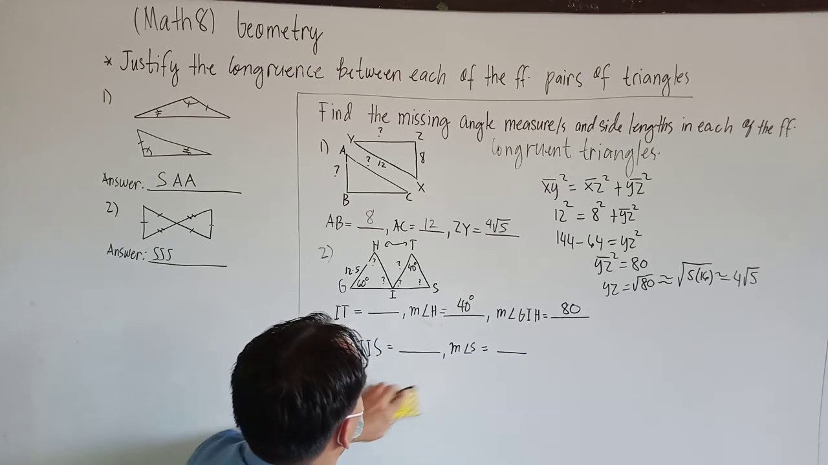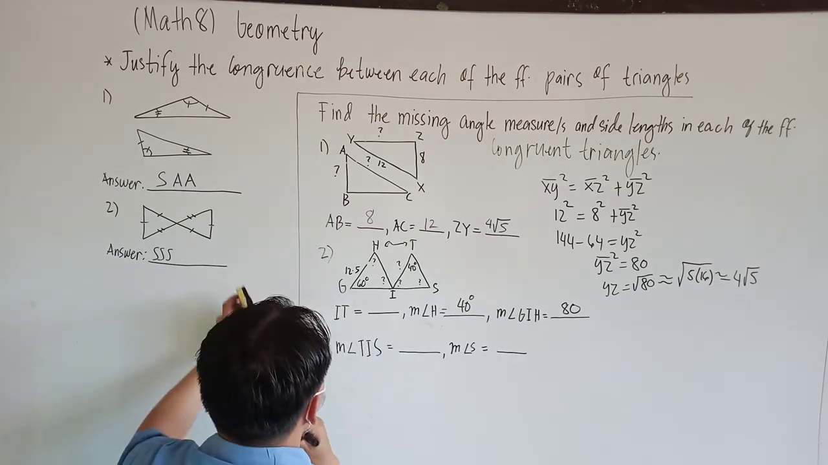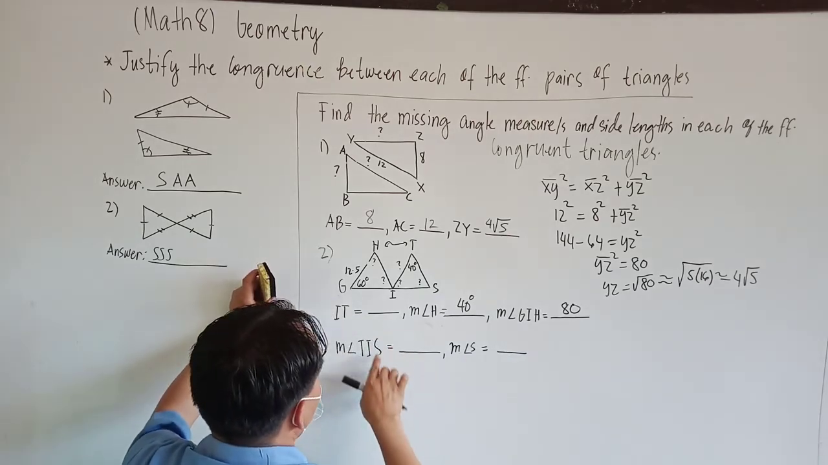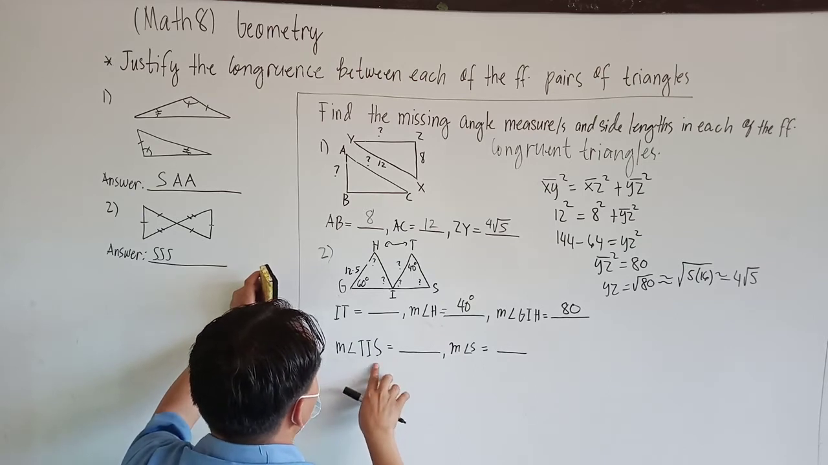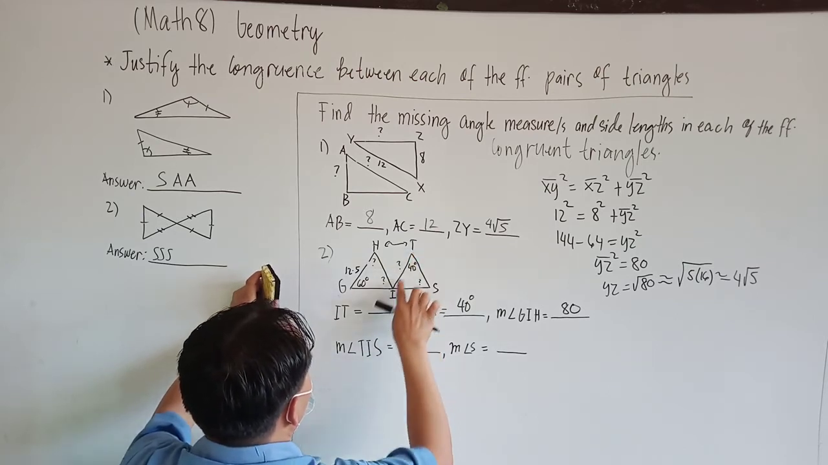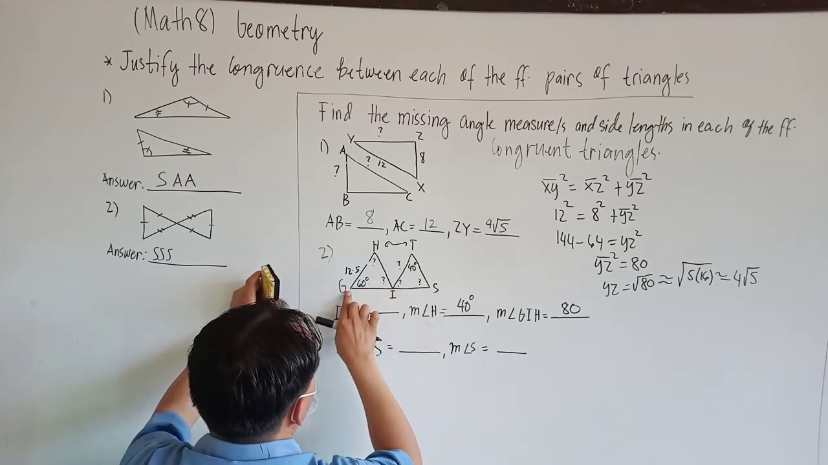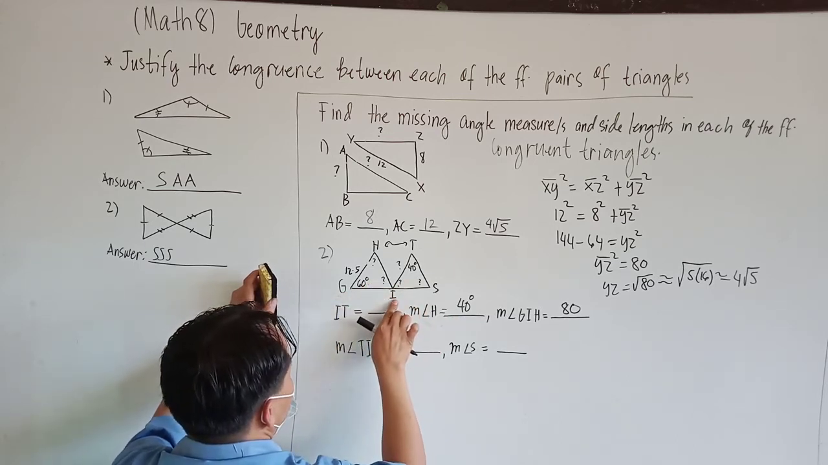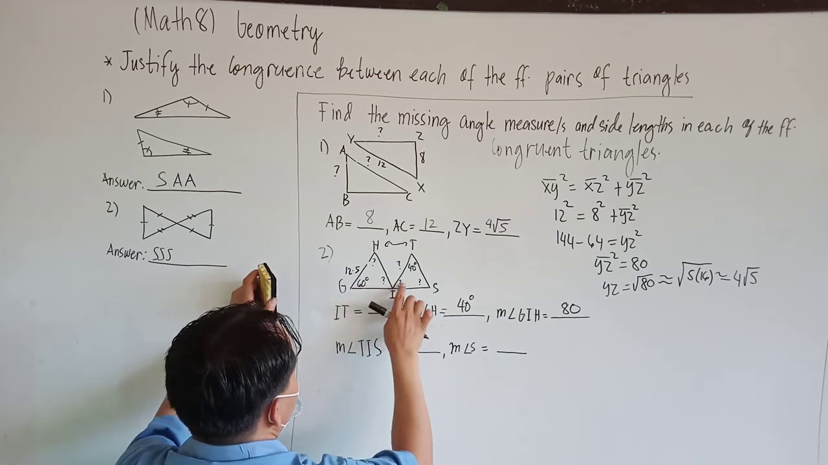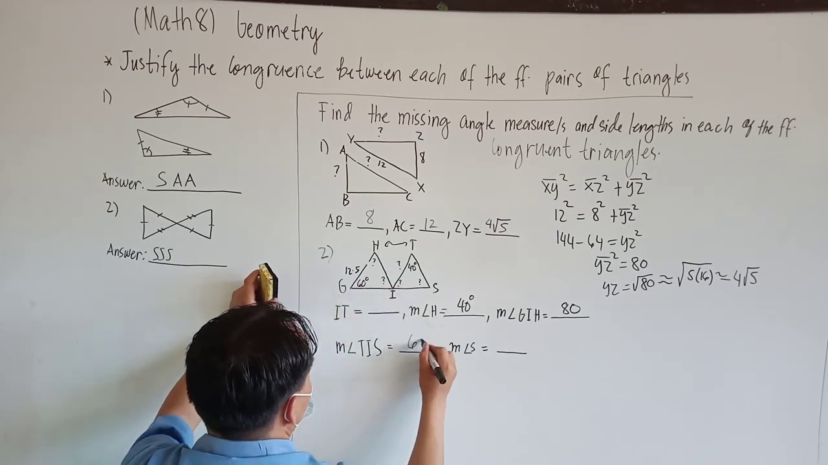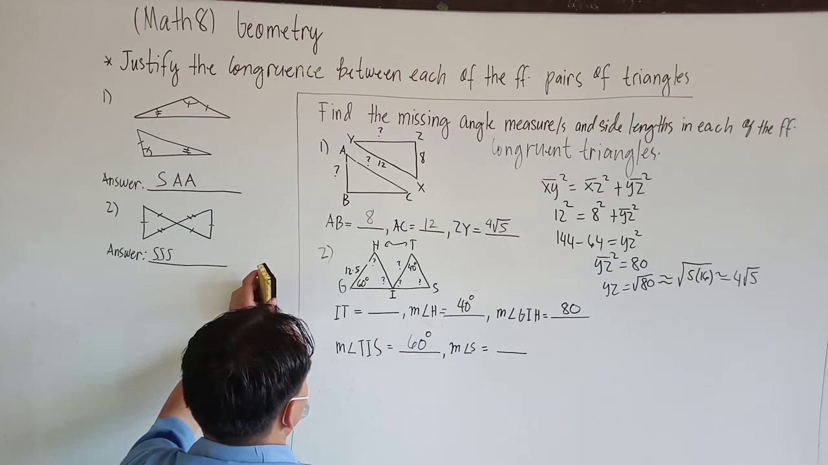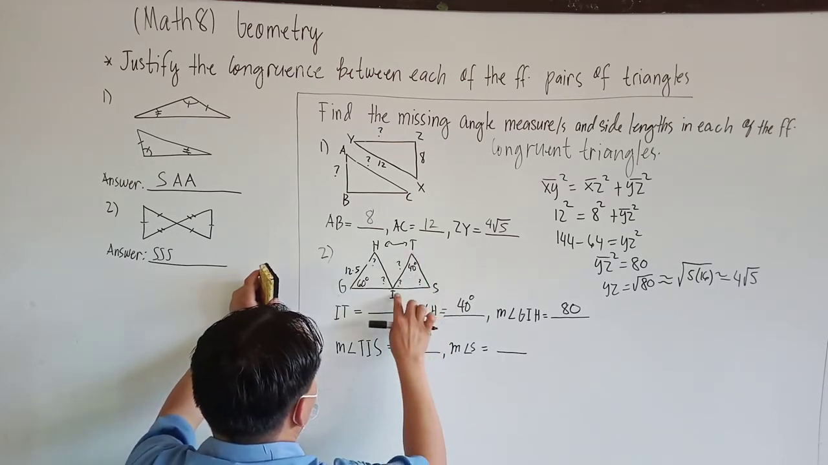Next to that, we have here the measure of angle TIS. Remember, they are congruent. This angle Z is corresponding to angle I. So it means they are congruent. So this is 60 degrees. TIS is referring to angle I.